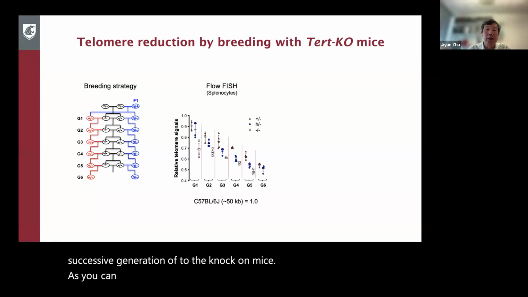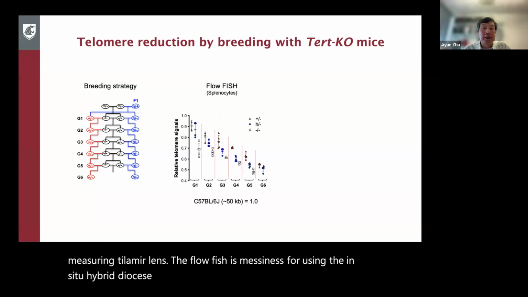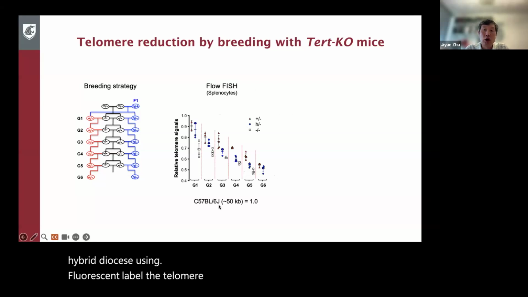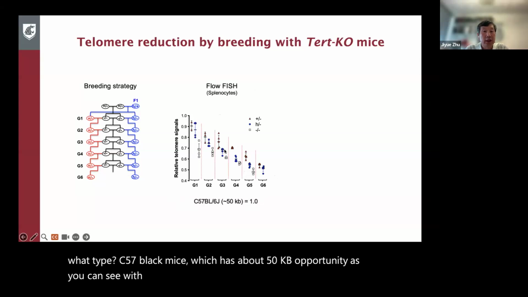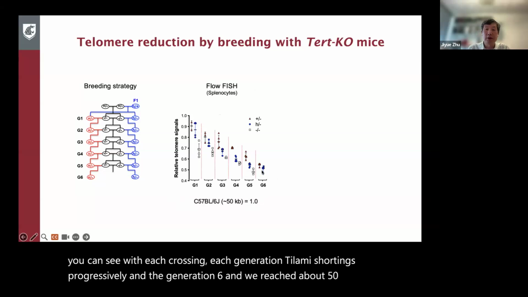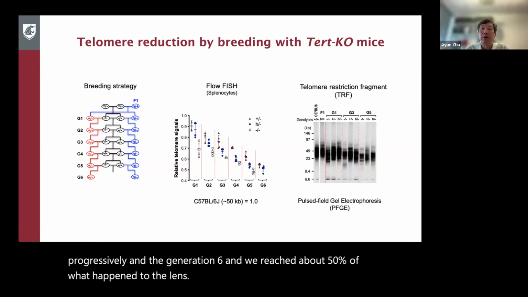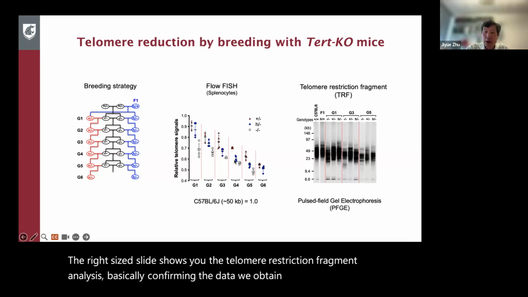As you can see here in the middle, showing you the flow FISH measuring telomere length. Flow FISH is a method using in situ hybridization with a fluorescent labeled telomere probe. The data is normalized to wild type C57 black mice, which has about 50 kb of telomere. As you can see, with each crossing, each generation, telomere shortens progressively, and at generation 6, we reached about 50% of wild type telomere length. The right side slide shows you the telomere restriction fragment analysis, basically confirming the data we obtained using flow FISH.